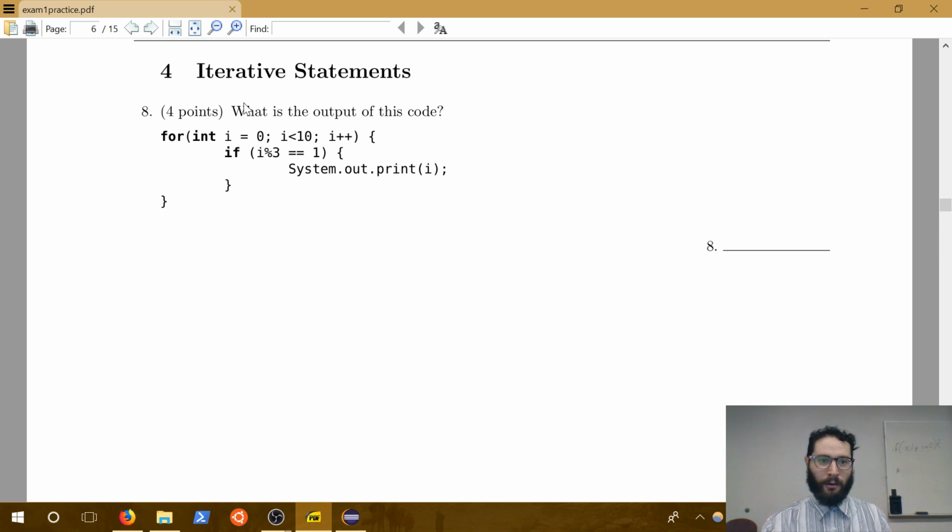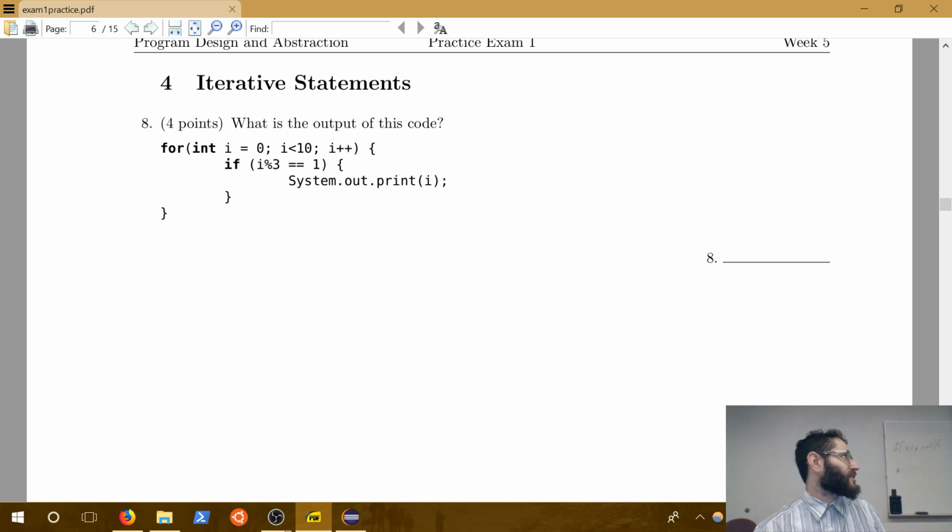All right, so these are ones, again, that you can just easily check. What is the output of this code? int i = 0; i < 10; i++. So the values for i are going to be 0 up to, but not including, 10, right? So it's going to be the values 0 through 9. All right, so let's count them to see what needs to get printed out.